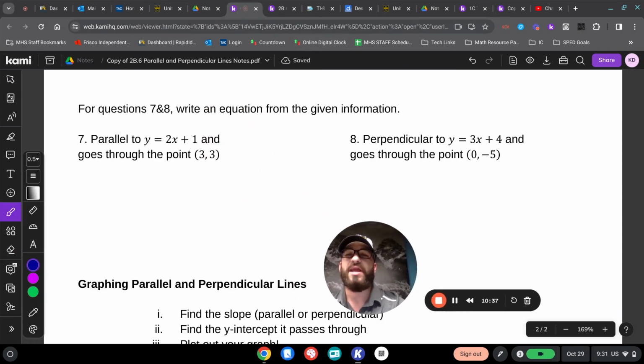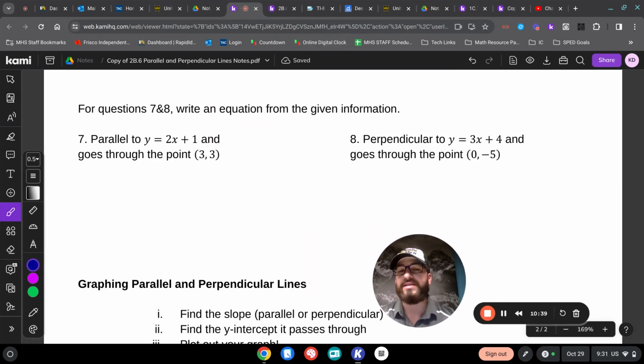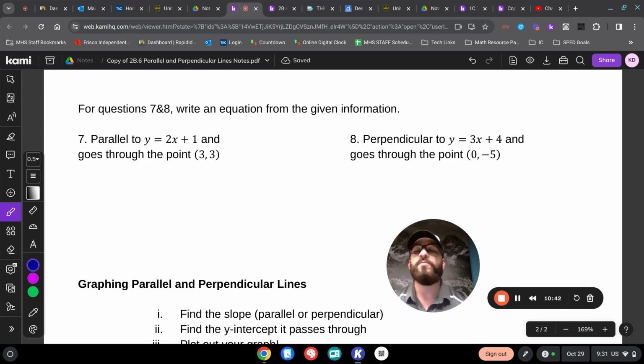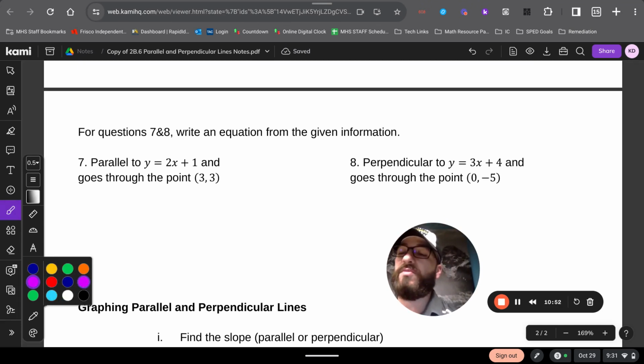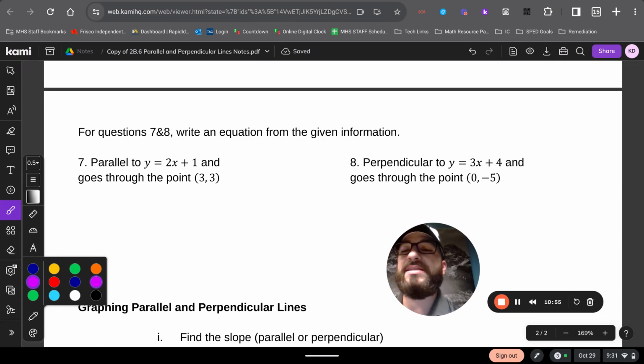Okay, so for questions 7 and 8, we want to write an equation from the given information. Let's look at number 7 first. For number 7, we want a parallel line to y is equal to 2x plus 1, and it goes through the point 3, 3. So the first thing we want to do is identify our original slope, which is in slope-intercept form. So our original slope is equal to 2. Then I'm going to identify my parallel slope, which parallel is the same. So our m parallel would also be equal to 2.